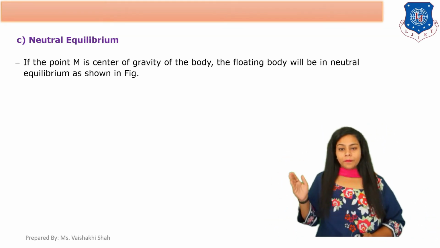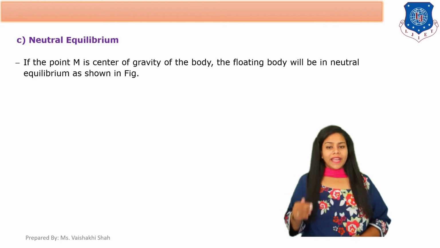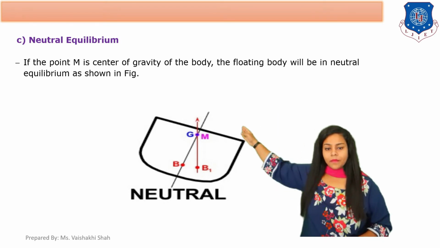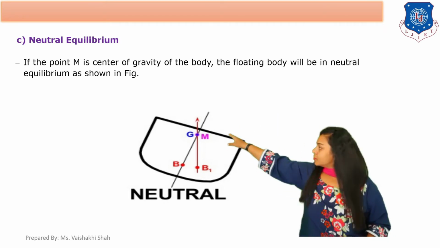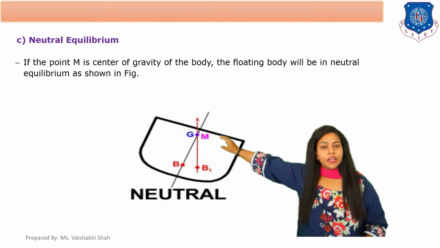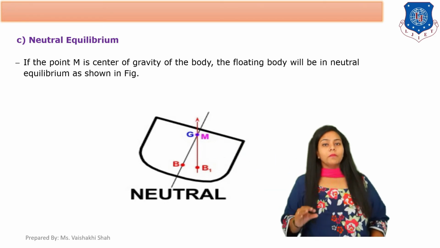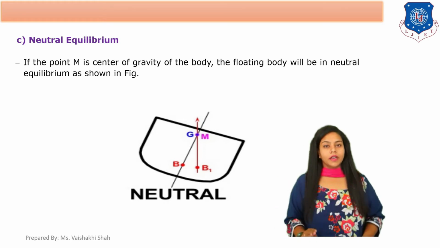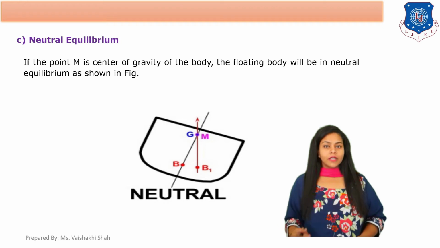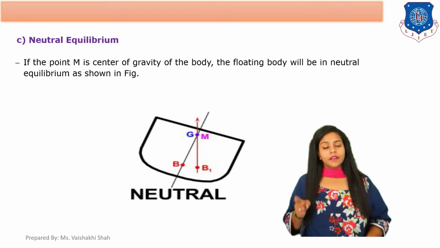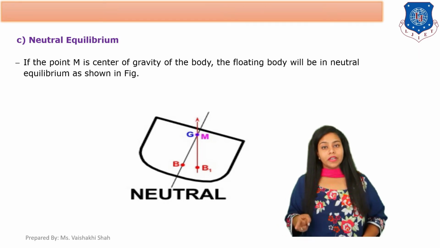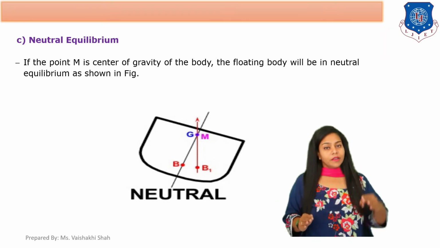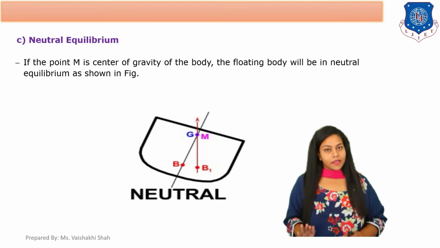Now if point M and the center of gravity are at the same point, M is the center of gravity of the body. So here the metacenter and center of gravity are both the same point. Then your floating body is in neutral equilibrium condition. Clear? So there are two theories, where first is the condition of equilibrium for a submerged body, and second is the condition for equilibrium in a floating body. Okay.